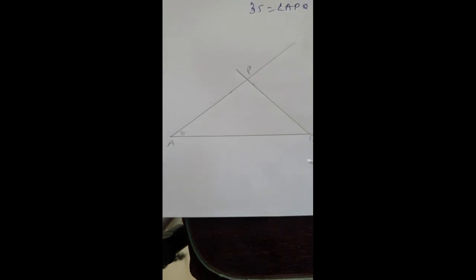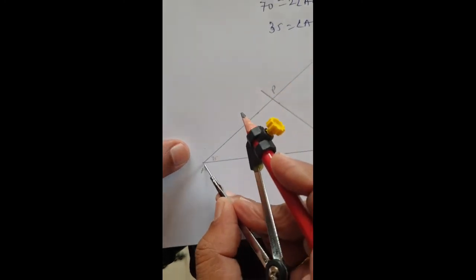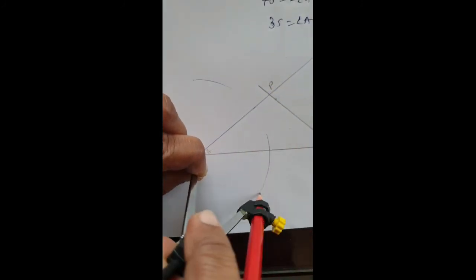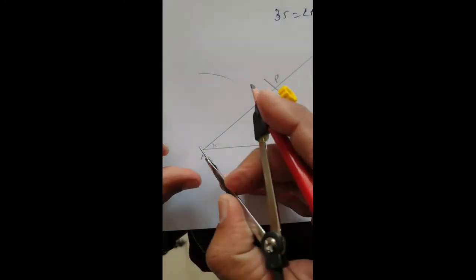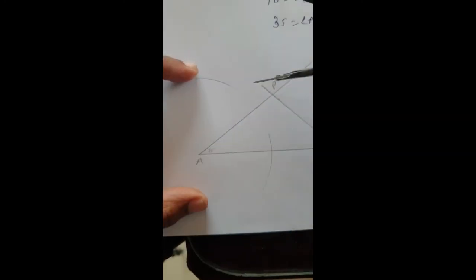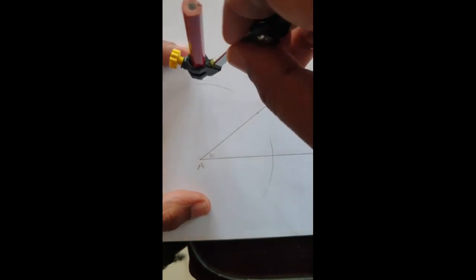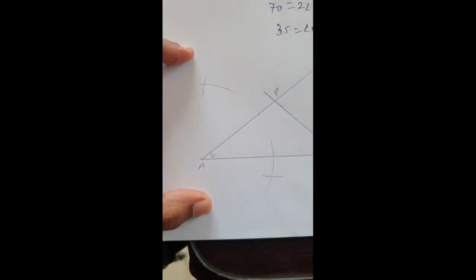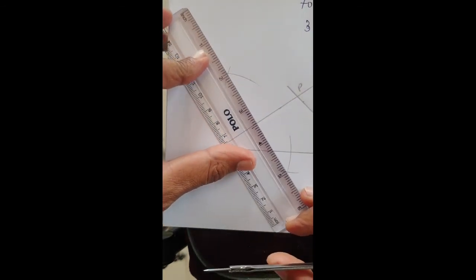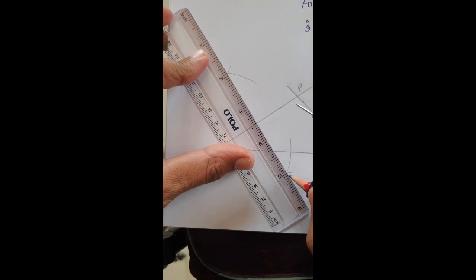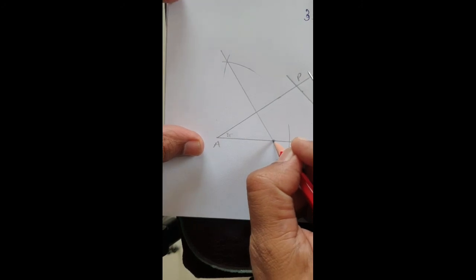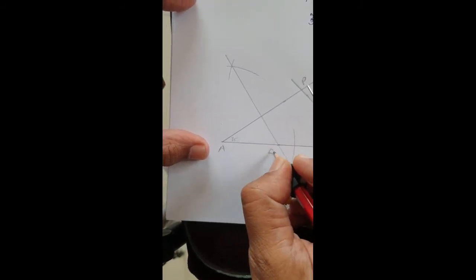Now we have to draw the perpendicular bisector of AP. So take more than half of AP, draw an arc from A, repeat the procedure from P, and join the points of intersection. So you will get the perpendicular bisector of AP. This is your perpendicular bisector of AP. So this point will be called Q.